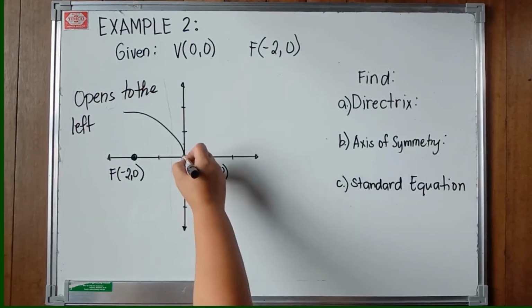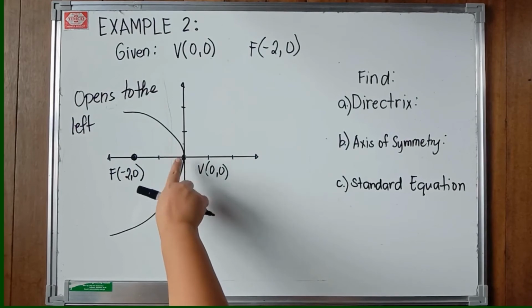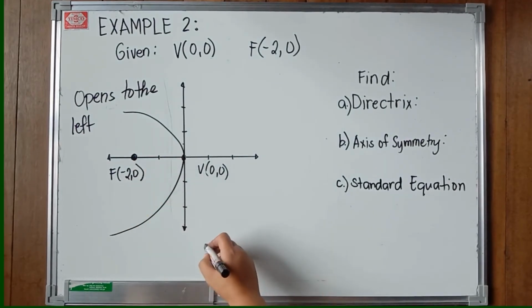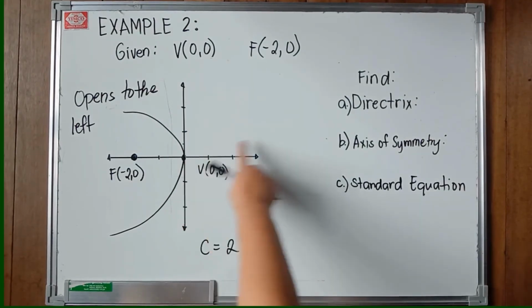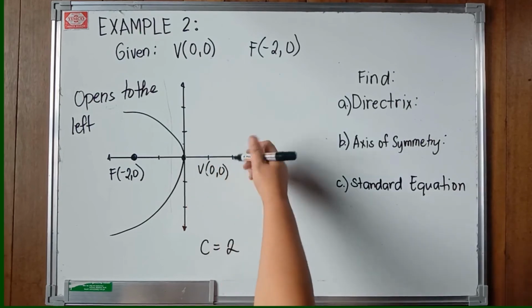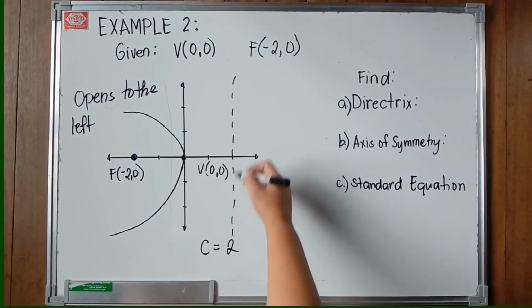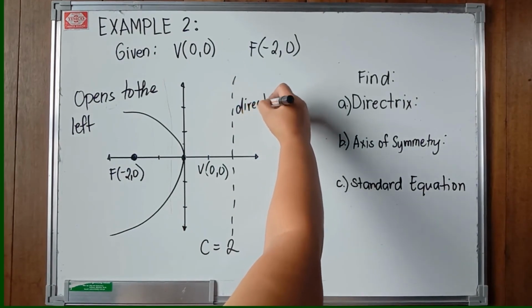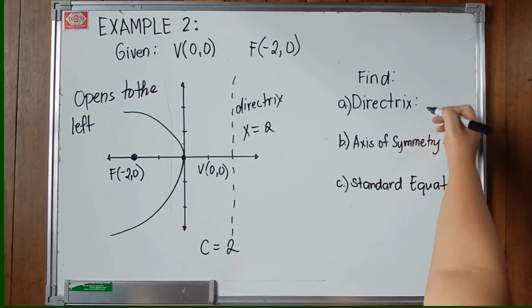Opens to the left, or facing to the left, is the same, okay? So ang palatandaan natin ay si focus. So the focus is 2 units from the vertex. That's why C is equal to 2. So the directrix is 2 units to the right. So that is our directrix. Our directrix is vertical, so it is x is equal to positive 2.